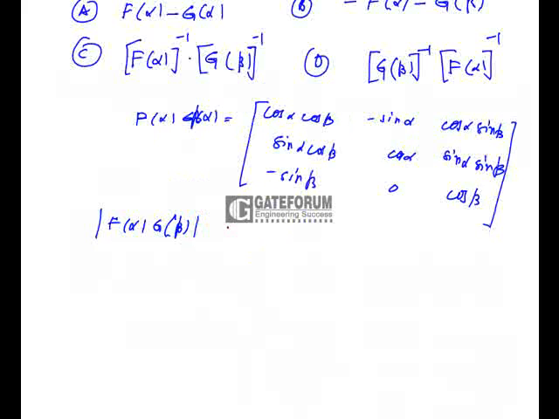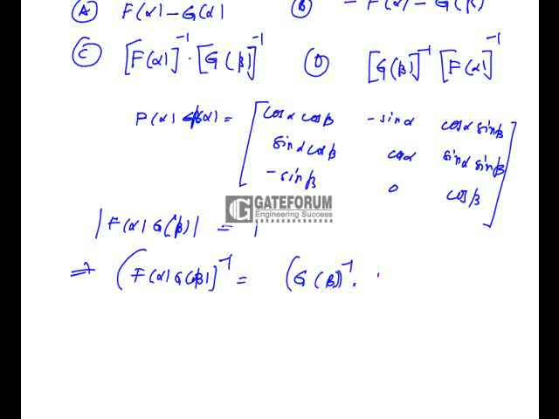1, and it satisfies the property. That means f of alpha into g of beta whole inverse will be equal to g of beta whole inverse into f of alpha whole inverse. By finding g of beta inverse and f of alpha inverse, and if you multiply, you will get this inverse. So the answer is option D.